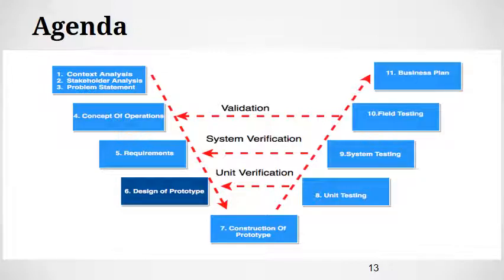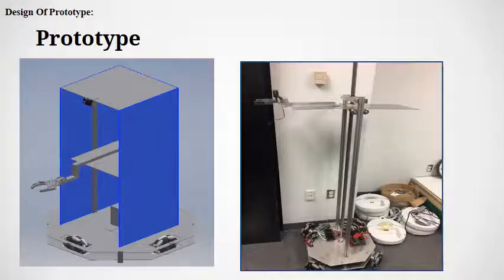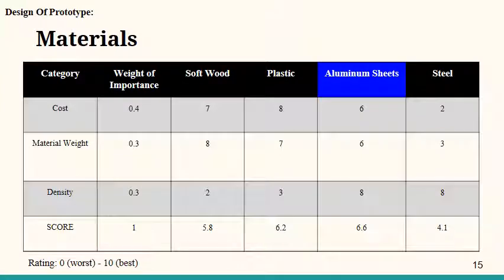Now I would like to talk about our design and prototype. On the left is the prototype we built in AutoCAD, and on the right is the current status of our robot. When building the robot, we had to decide which material to use for the robot cover, and we chose between softwood, plastic, aluminum sheet, and steel. Out of these, aluminum sheet ranked the highest in cost, material weight, and density. Because of that, we went ahead and used aluminum sheet for our robot cover.